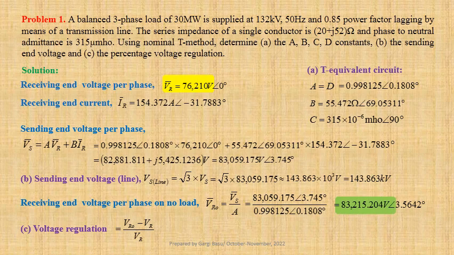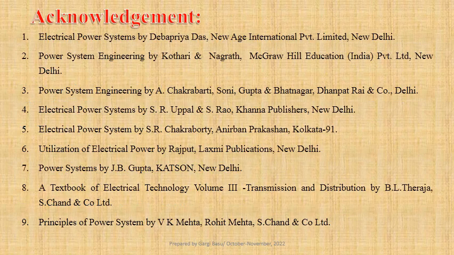Using values we get 83,215.204 minus 76,210 divided by 76,210. That gives us 0.09192 per unit or 9.192%. So today we have solved one numerical problem on three-phase medium length transmission line.